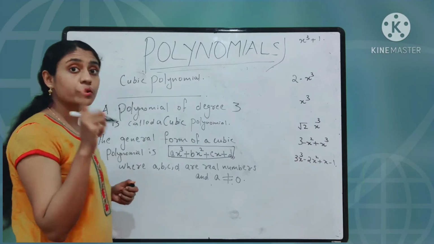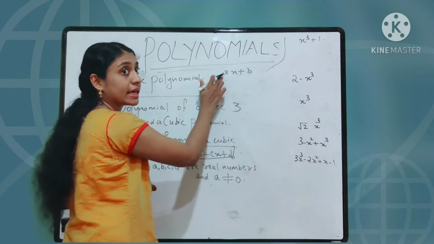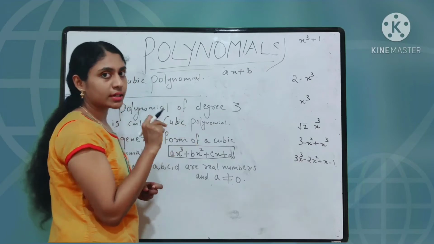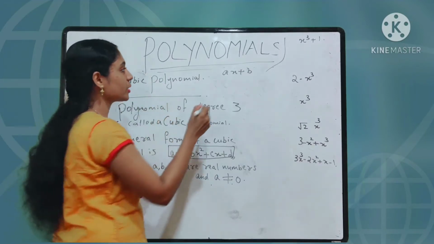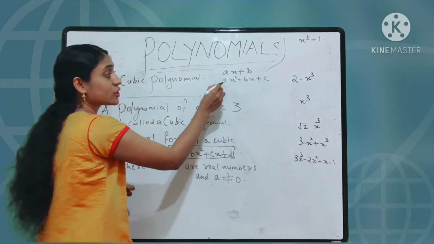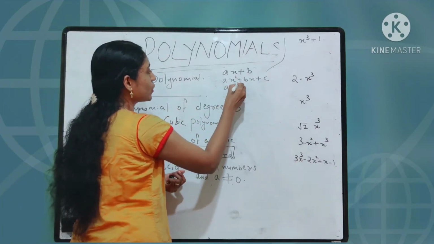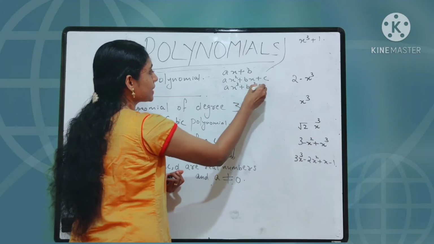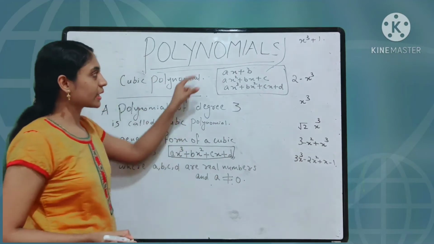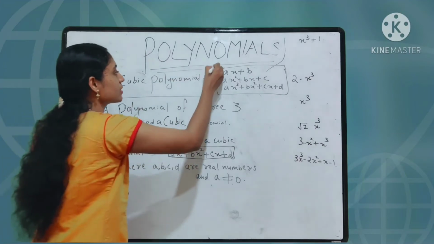Got it? So, the most general form of a linear polynomial is ax plus b, where a, b are real numbers and a is not equal to 0. So, the most general form of a quadratic polynomial is ax square plus bx plus c, where a, b, c are real numbers and a is not equal to 0. And now, the cubic polynomial, its general form is ax cube plus bx square plus cx plus d, where a, b, c, d are real numbers and a is not equal to 0. These are the general forms of a linear polynomial, quadratic polynomial and cubic polynomial. This is important.